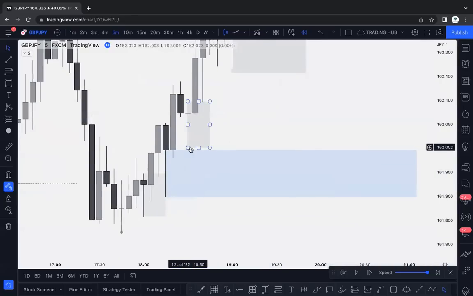This one is a little bit of a gap between this zone and this zone. Okay. And at this point, here, we can refine into a lower time frame to see actually if everything fits your criteria, then we can buy here.